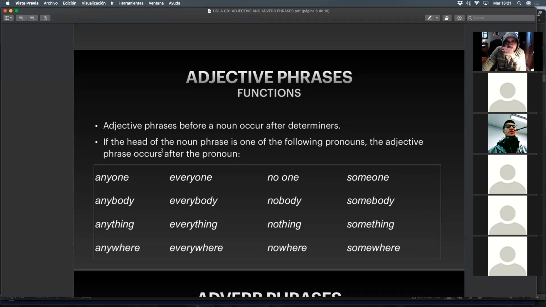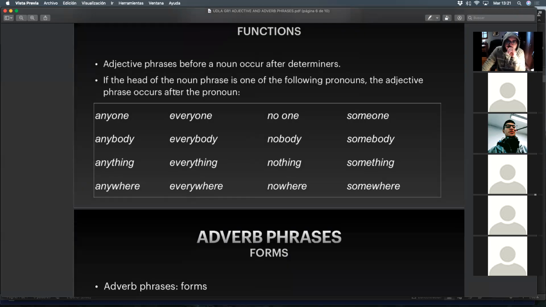Adjective phrases, functions. Adjective phrases before a noun occur after determiners, okay? We already know that. If the head of the noun phrase is one of the following pronouns, the adjective phrase occurs after the pronoun.